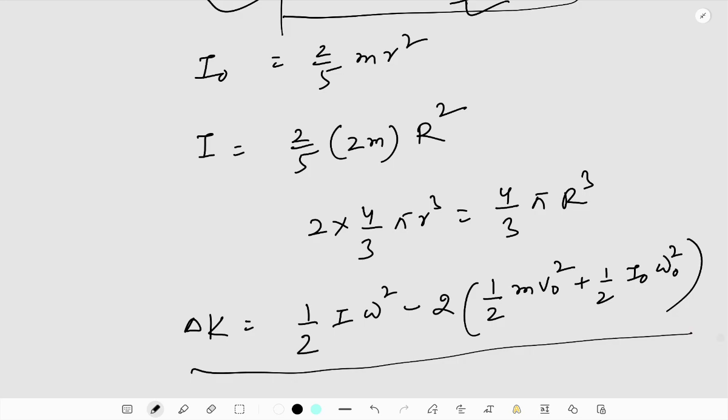So I think the problem can be solved by putting in the respective values, and you can obtain your result.